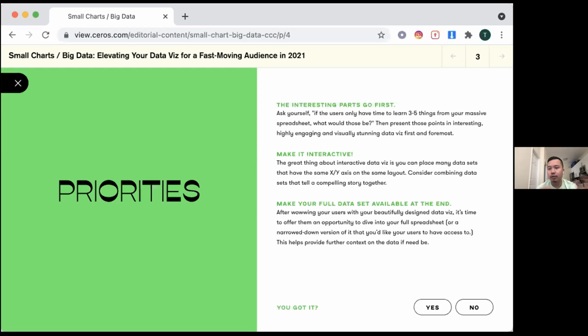And then, once you do all of the fun, jazzy, wowy stuff, present your full data set at the end in some way. So it could be a link out to a full PDF or a link out to a more narrowed down version of that you'd like the users to have access to. This could help provide further context on the data if they want, or promotes transparency with your users.